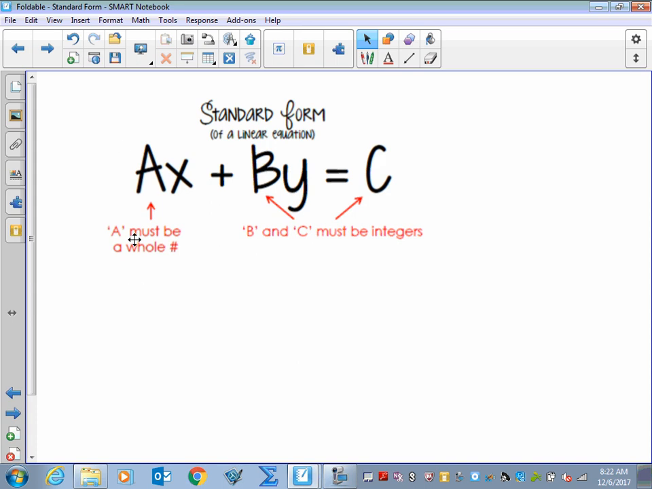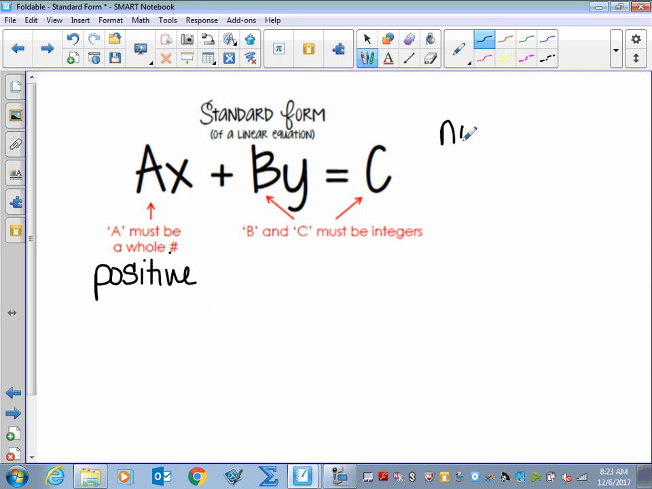So there are very specific things for standard form. You just can't have any type of number. This first term must be positive, cannot be negative at all. The B and C can be positive or negative. That's why it says they can be integers. You also want no fractions, because that's what it means by integers, no decimals.